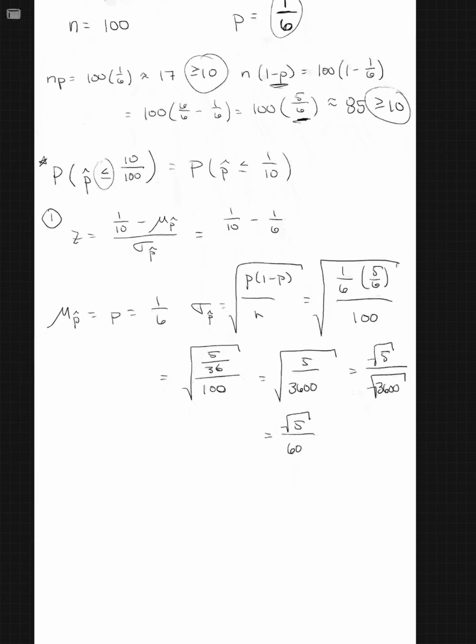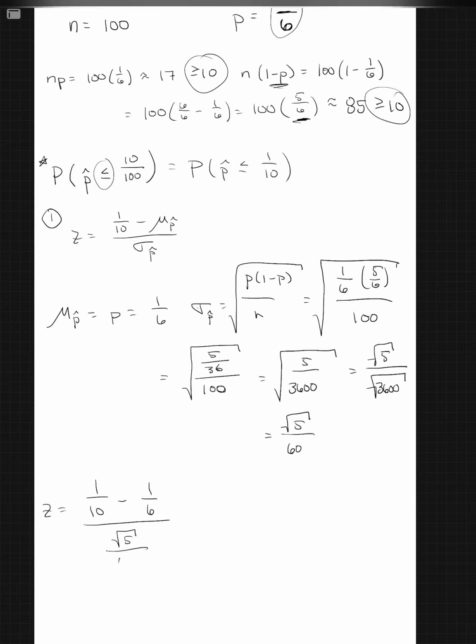You know what? I'm going to do this down here. Z is going to be 1/10 minus 1/6 all over square root of 5 divided by 60. Right, dividing by a fraction is multiplying by its reciprocal.